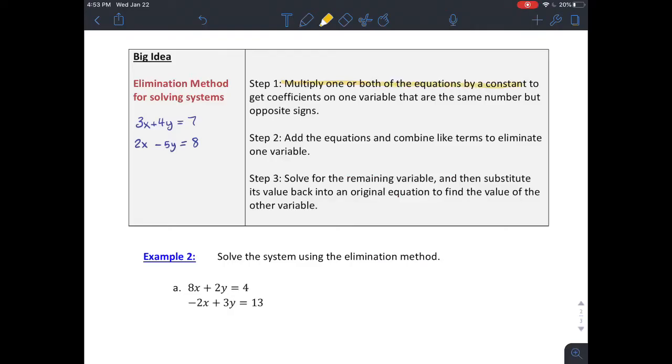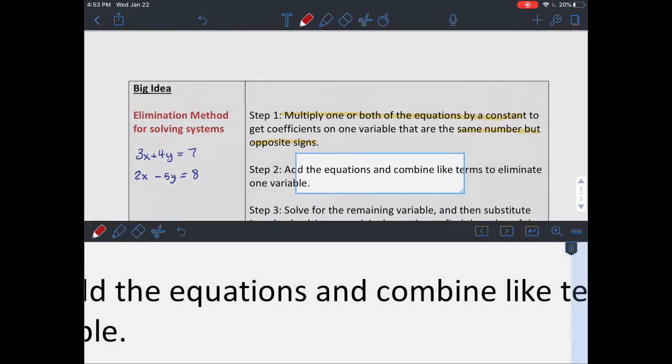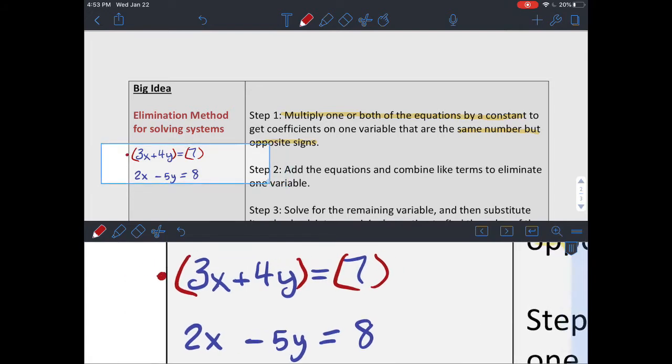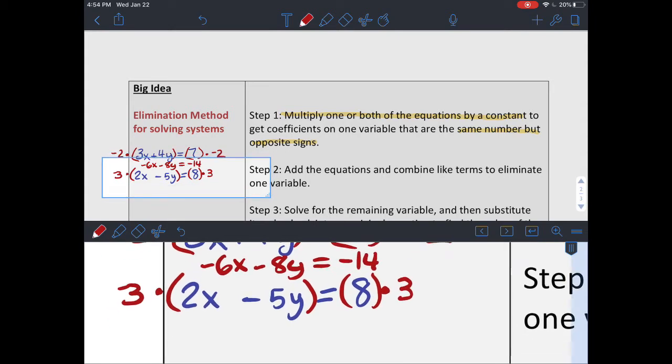Elimination, a little bit different. If it's hard to solve for one of your variables, then you could do elimination instead. So your goal is to get same coefficients on a variable, but with opposite signs. So if I multiply this first equation by like negative 2 on both sides, and my second equation by a positive 3, then I'll have a negative 6x and a positive 6x, which if you add those two equations together, those variables will eliminate.